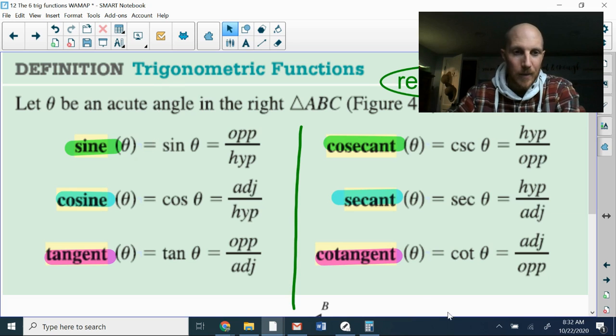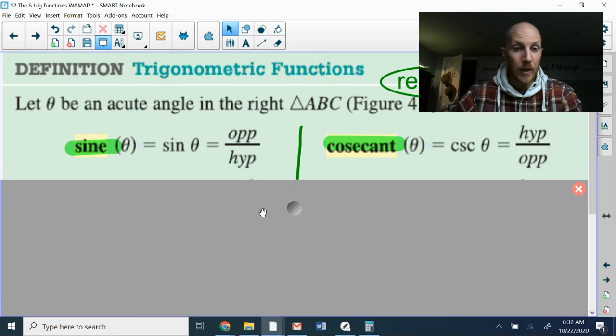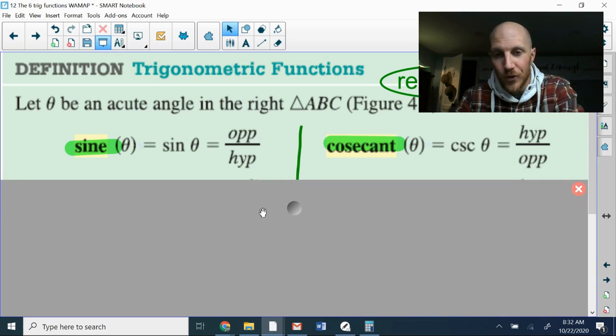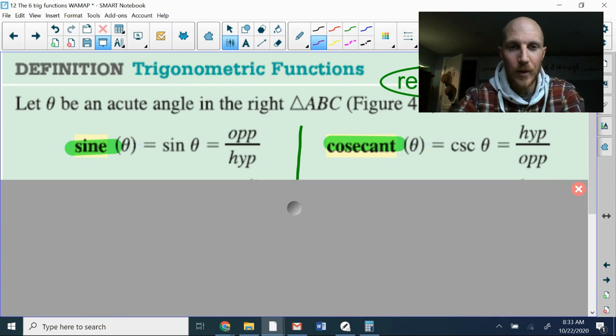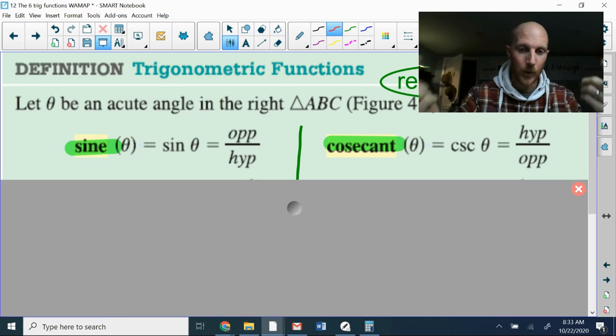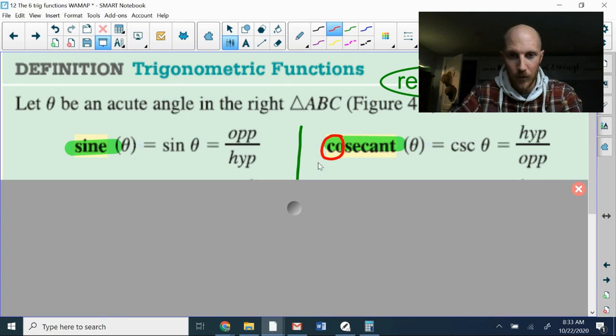Anyway, let's go one pair at a time. We know sine is opposite over hypotenuse. Its reciprocal is named cosecant, and it's hypotenuse over opposite. Each of these reciprocal pairs always has the prefix co on only one of the names. That's the way I remember it. So sine's reciprocal is cosecant.